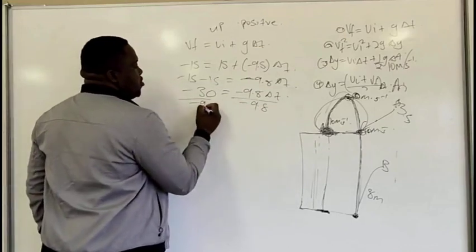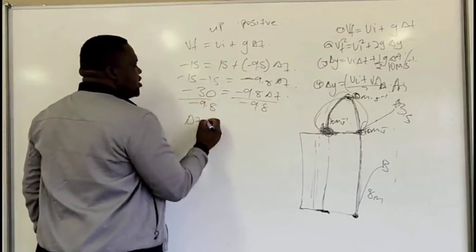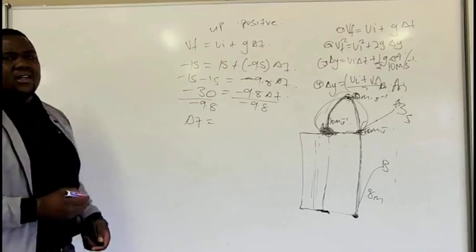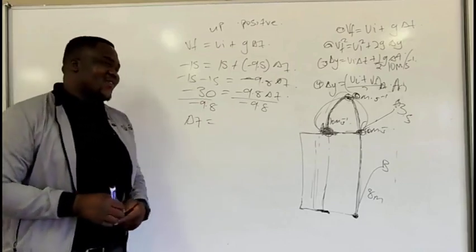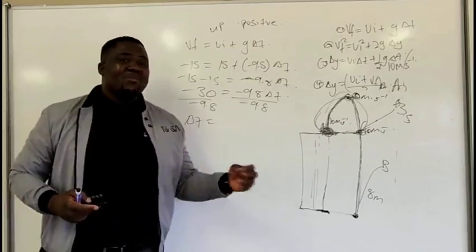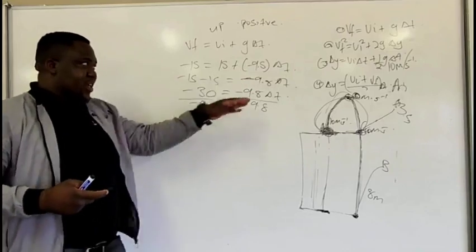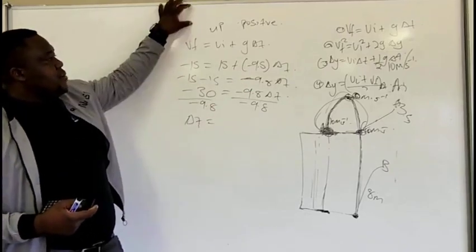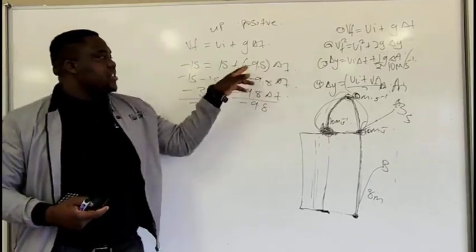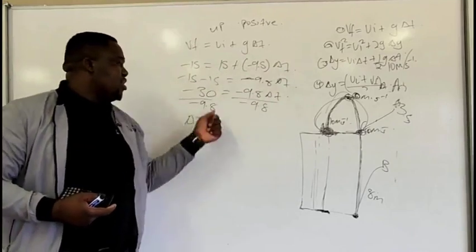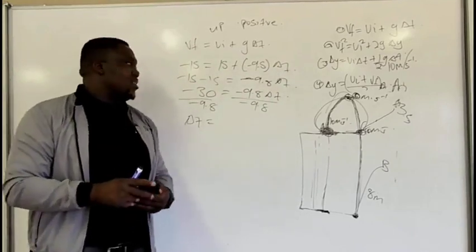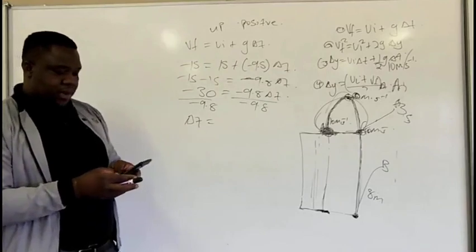We divide by 9.8. You need to notice that in physics we do not mark mathematics. So these workings will not be marked. Here we mark the formula. We mark correct substitution, we don't mark everything here, then we mark the final answer and the unit. So we don't mark math here.